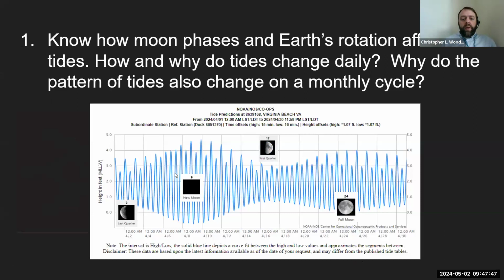So what I did is I pulled up the tides for Virginia Beach from April 1st through April 30th. And I also looked at a lunar calendar and aligned what the moon was like during April. And you can see the alignment here.